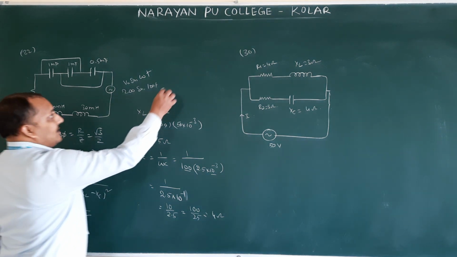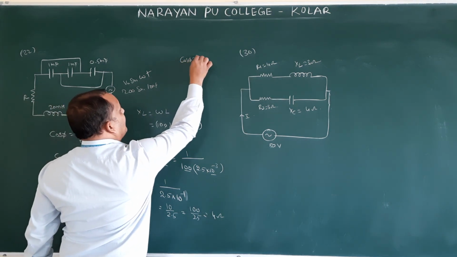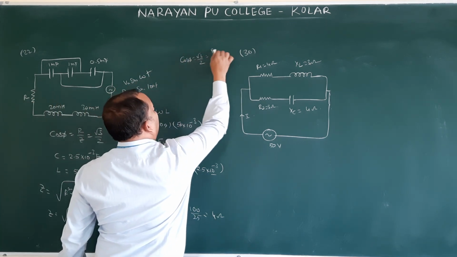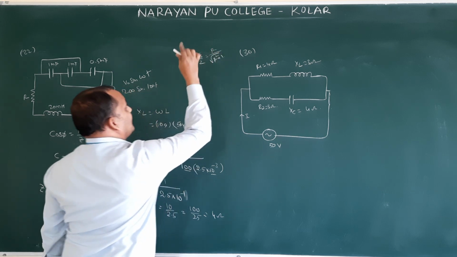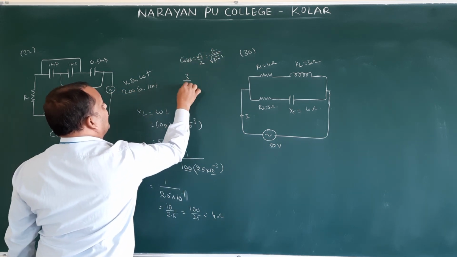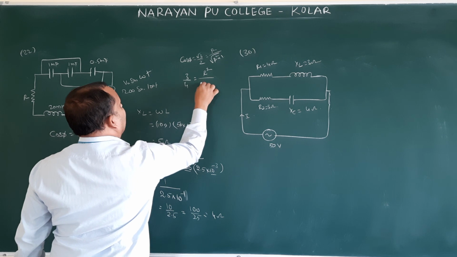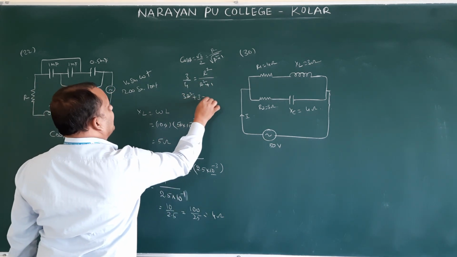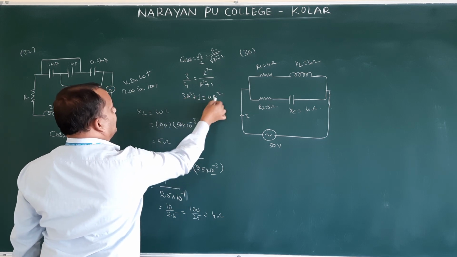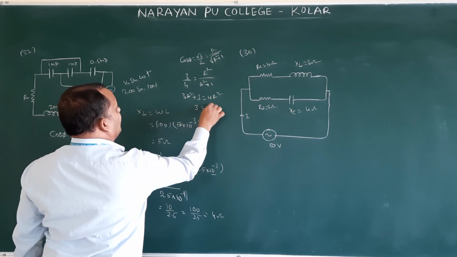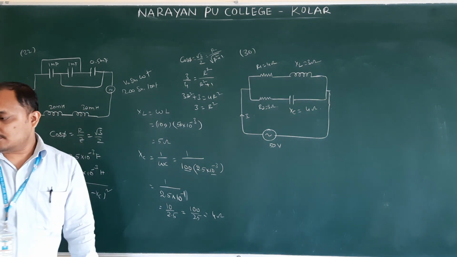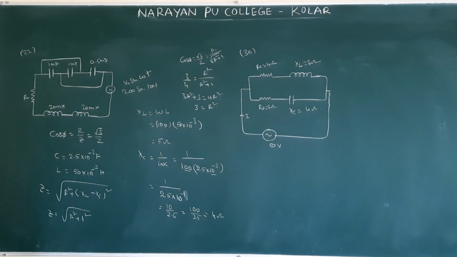Now we can substitute the Z value, root R square plus 1. Then cos phi is equal to root 3 by 2 equal to R by Z, that is R by root R square plus 1. Squaring on both sides, 3 by 4 is equal to R square by R square plus 1. 3R square plus 3 equals 4R square. Bringing this side, 3 is equal to R square. Then R is equal to root 3 ohms. That's all. Root 3 ohms.